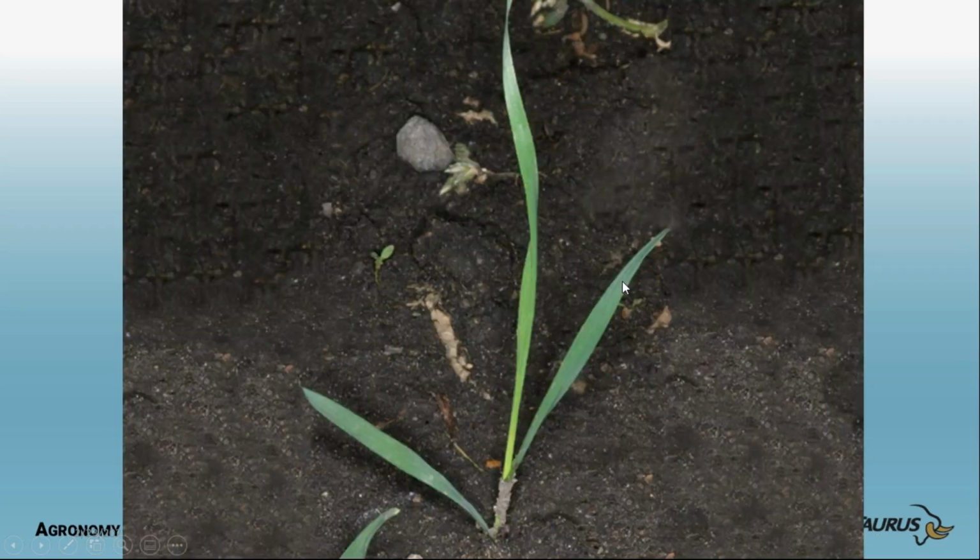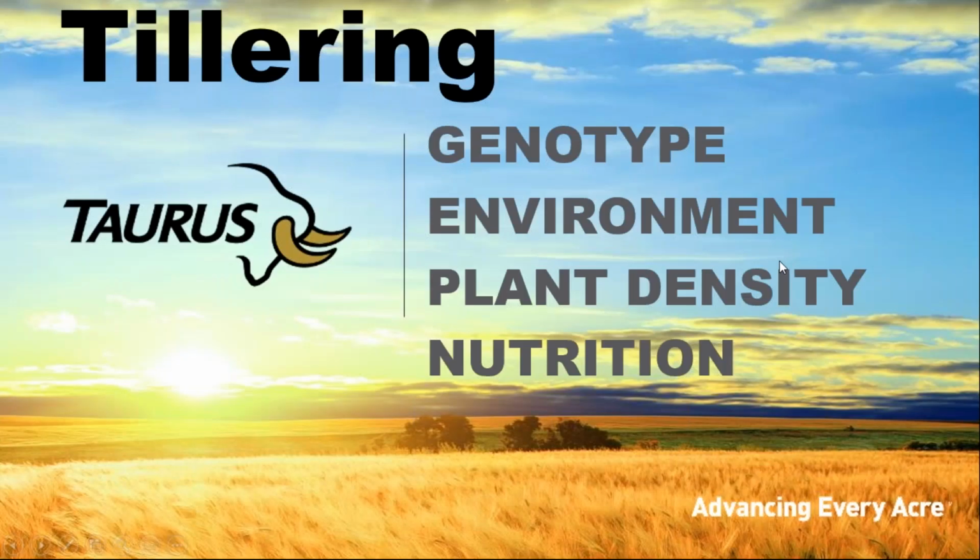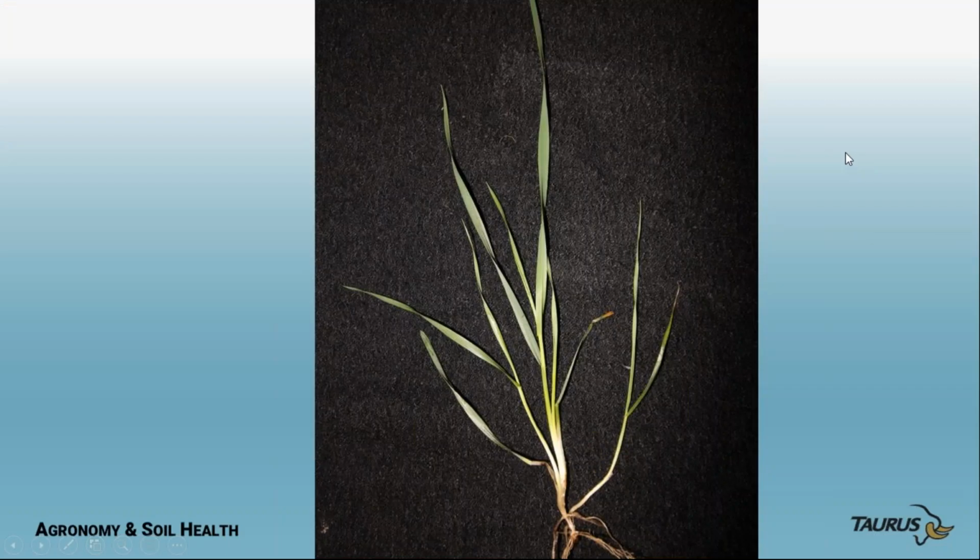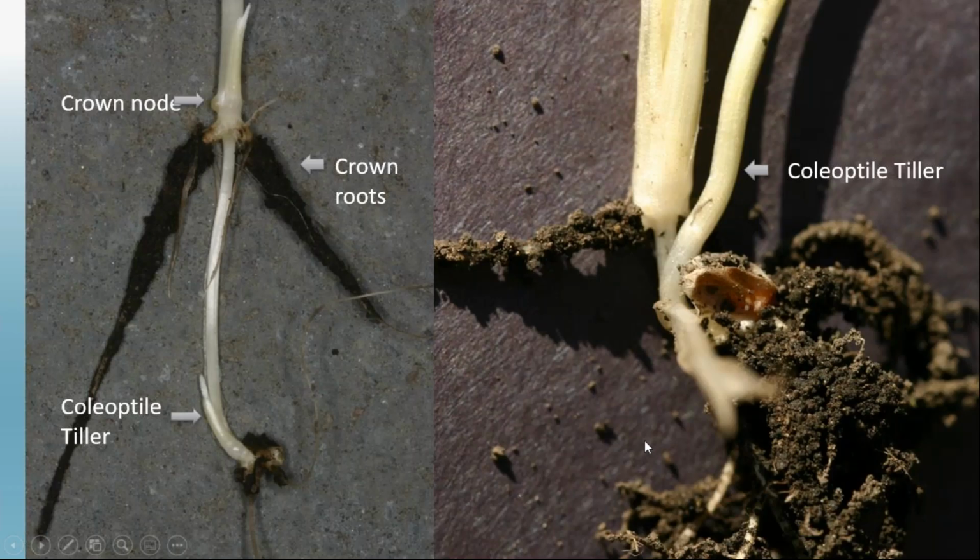Here we're moving to 2-leaf stage. Here we're at the 3-leaf stage, and then we're going into tillers. Here's 1 tiller, 2 tiller, and you say, well, here's a tiller. Well, it is a tiller, but it's a different tiller. This is called a coleoptile tiller. These are actually different, and I'll show you close up.